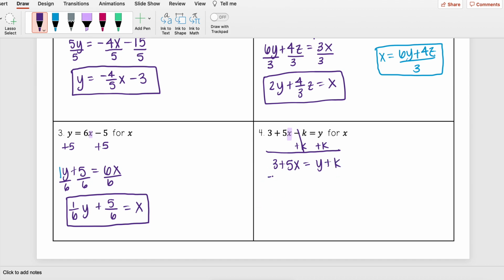Next, I'm going to subtract the 3. So I have y plus k minus 3. And then I'm going to divide everything by 5. This time I'll go ahead and show it in that form. So I have x is equal to y plus k minus 3 all over 5.